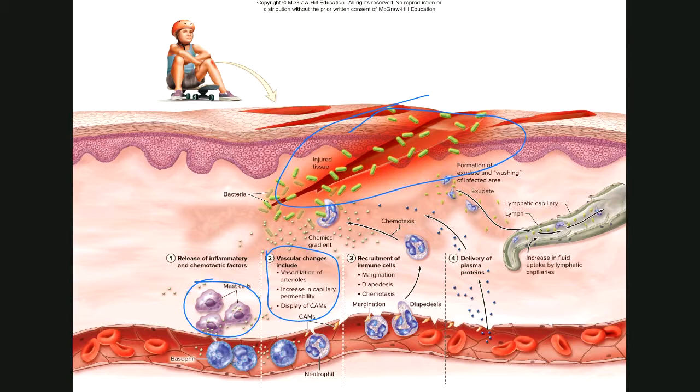And then the third thing that we see as far as vascular changes go is display of CAMs. CAMs stand for cell adhesion molecules. Those look like little hooks that you see here. I'm circling these now. These are cell adhesion molecules.